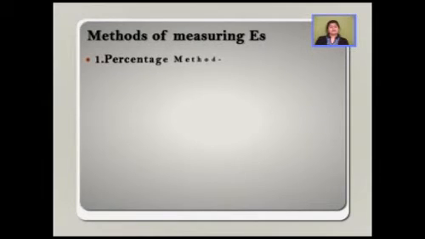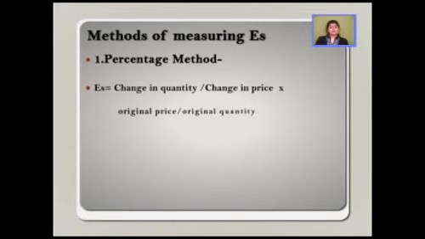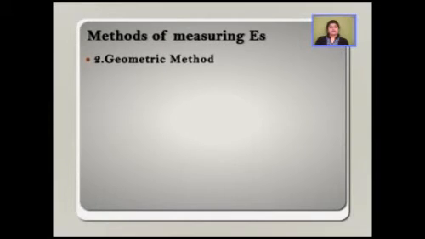Now, what are the various methods of measuring price elasticity of supply? In your syllabus, we will be dealing with only two methods. One is called percentage method and the other is called geometric method. So let me just talk about the percentage method first. For the percentage method, we will be taking up the formula: percentage change in quantity supplied divided by percentage change in price, into 100. Now, as far as geometric method is concerned, here we have to study the horizontal segment.